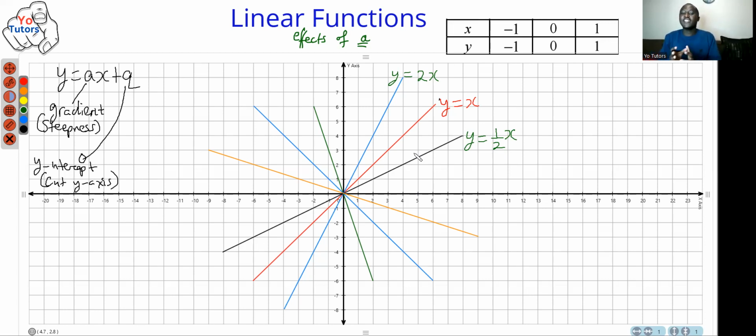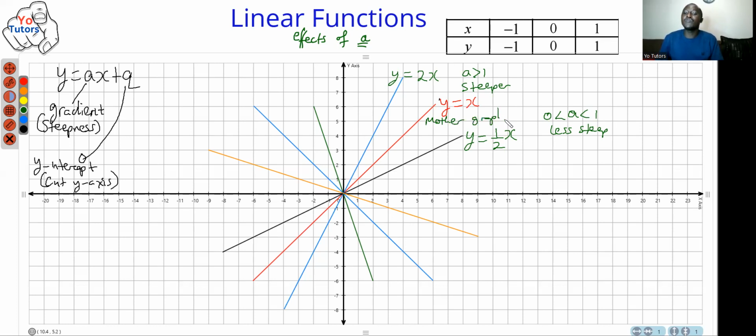So what happens now is that we want to see how the gradient affects the line. So when a is half, it's a fraction, it means that if a is between 0 and 1, so in this case 0 is less than a less than 1, it means that this one here is less steep. But if a is greater than 1, like what we have here, a is 2, it means that this is steeper. And we are comparing with the mother graph. This one here is actually the mother graph.